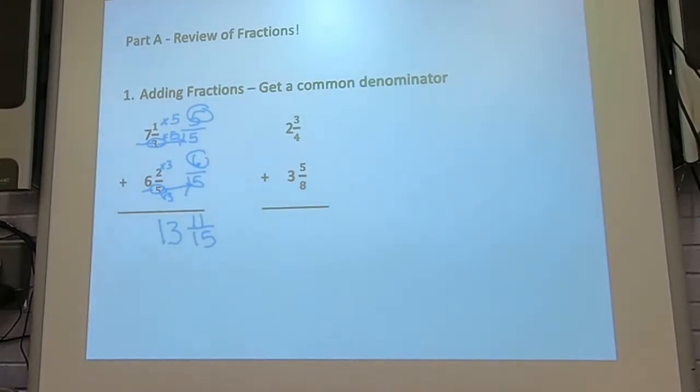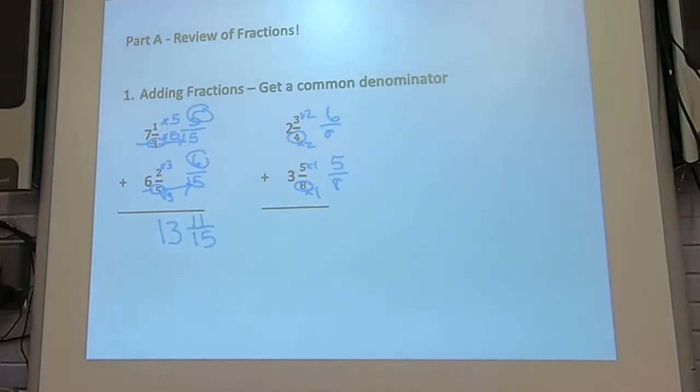Alright, for the second one, my denominators are 4 and 8. You can multiply them and get a bigger one, but you could actually use 8. So your denominator has to be at least as big as both of the numbers. It can't be smaller than one of the numbers. So 8. 4 times what is 8? 2. 3 times 2 is 6. 8 times what is 8? 1. 5 times 1 is 5.